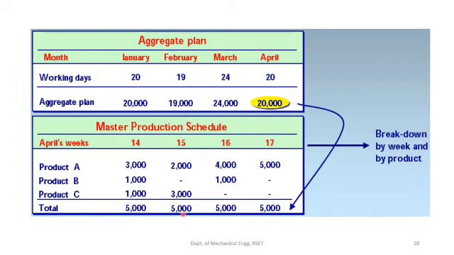So during the entire month of April, they are producing a total of 5,000 plus 5,000 plus 5,000 plus 5,000 units of products A, B, and C put together. So in total, they're producing 20,000 units, the sum total of products A, B, and C put together, over the entire month of April. That is this particular number, 20,000. I hope this graphical representation or diagram helps you understand and differentiate the aggregate plan and the master production schedule.